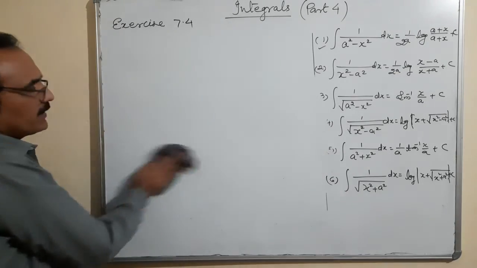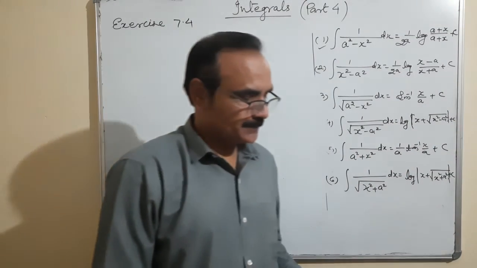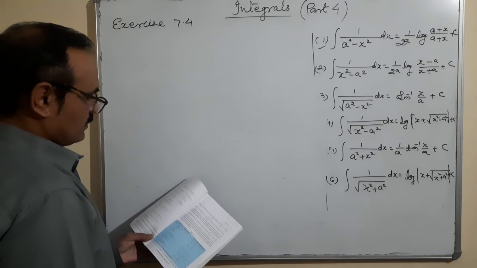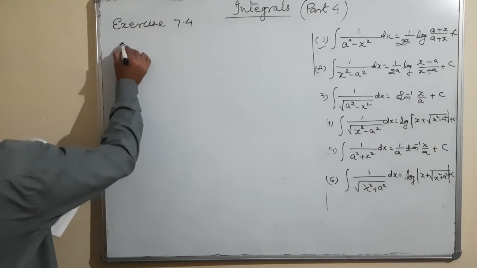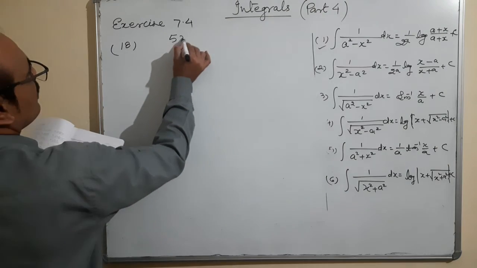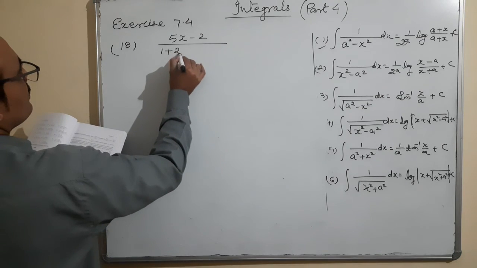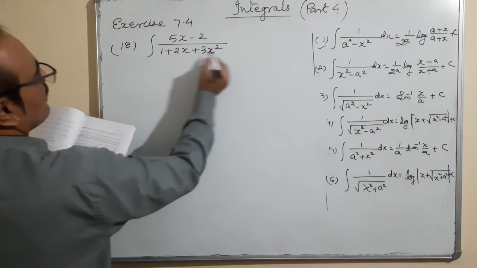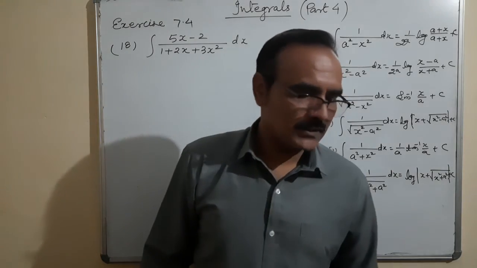Now one question I am taking is a very different type of question, in which we learn how to remove the numerator term. That is question number 18: integral of 5x minus 2 upon 1 plus 2x plus 3x square.